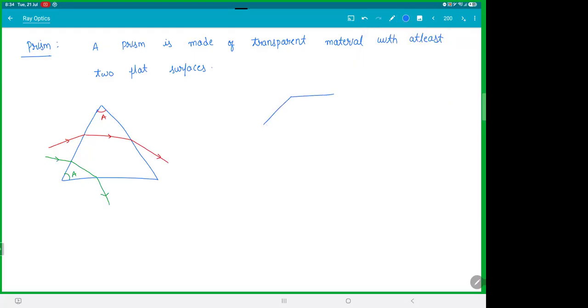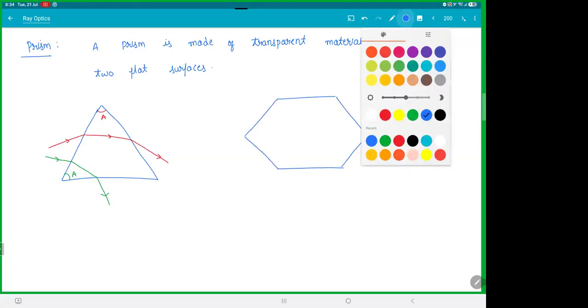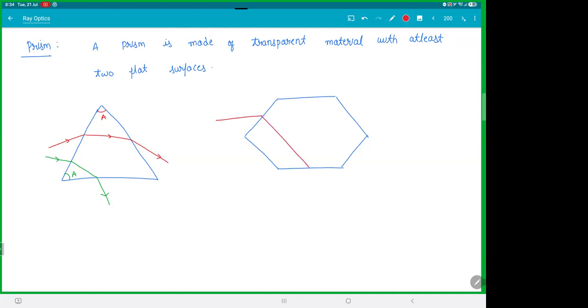Suppose someone takes a hexagon, and let's say the light ray hits here and goes off like this. Again, I'm exaggerating it. Then what you do is extend the two surfaces on which the light ray is incident and refracts, and that would be your angle of prism. Is that clear, everyone? So we define the angle of prism A as the angle between the surfaces where the ray enters and the ray leaves.